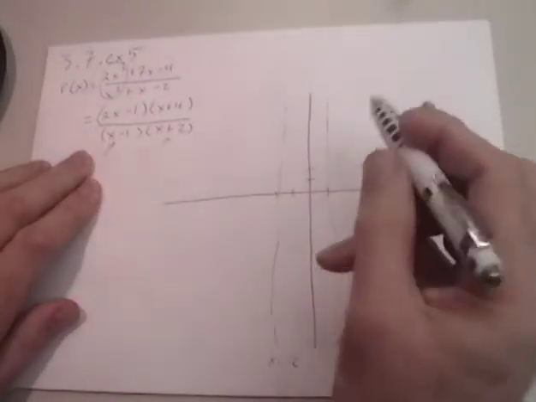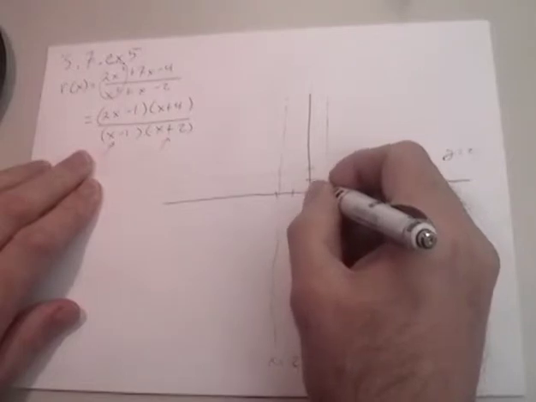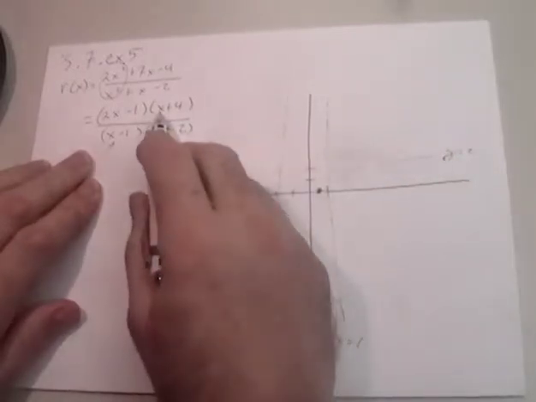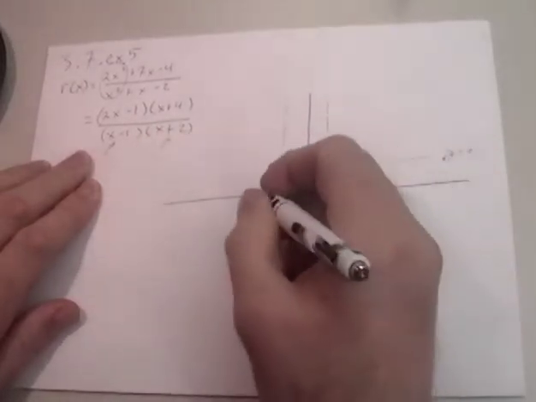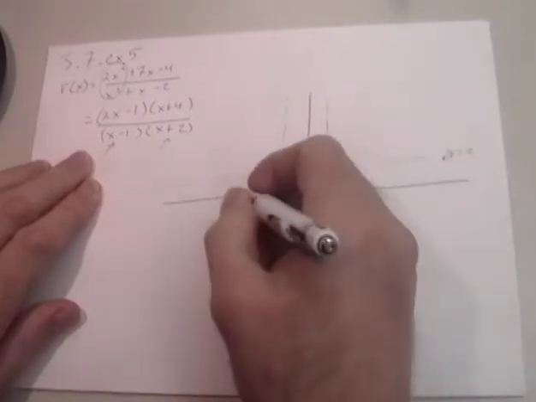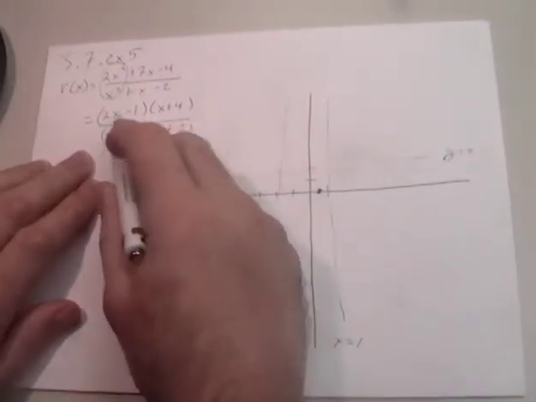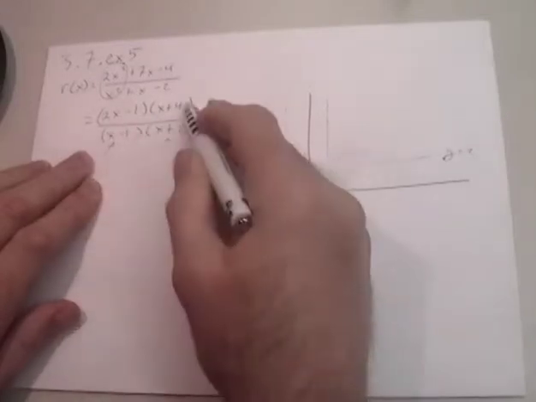When the numerator is 0, the function is 0. So here, if x is 1/2, or if x is a negative 4, the numerator is 0, so the entire function is 0.